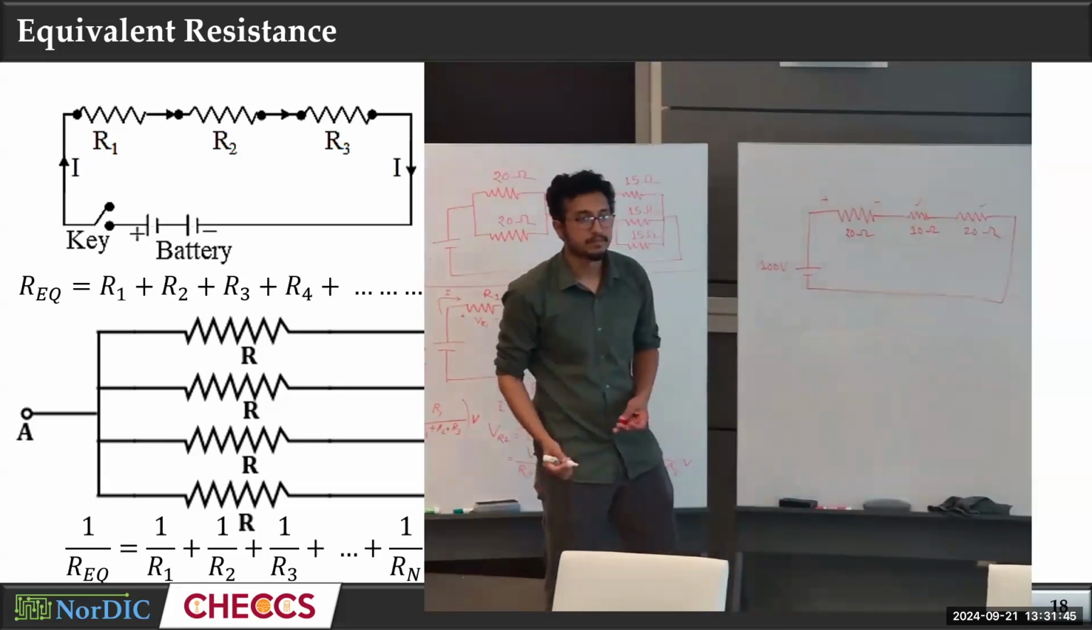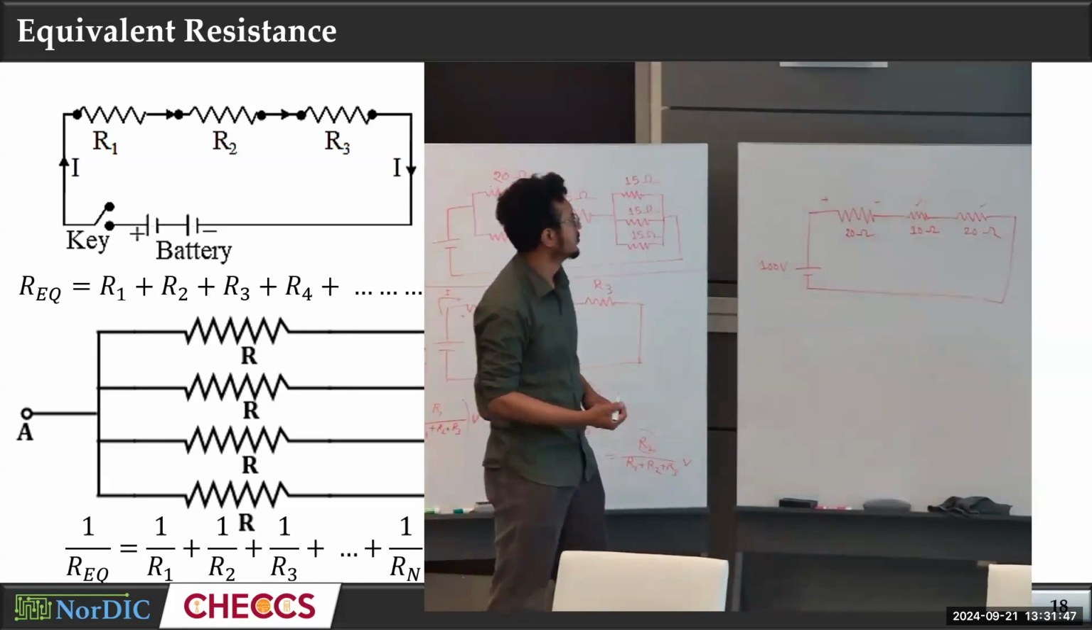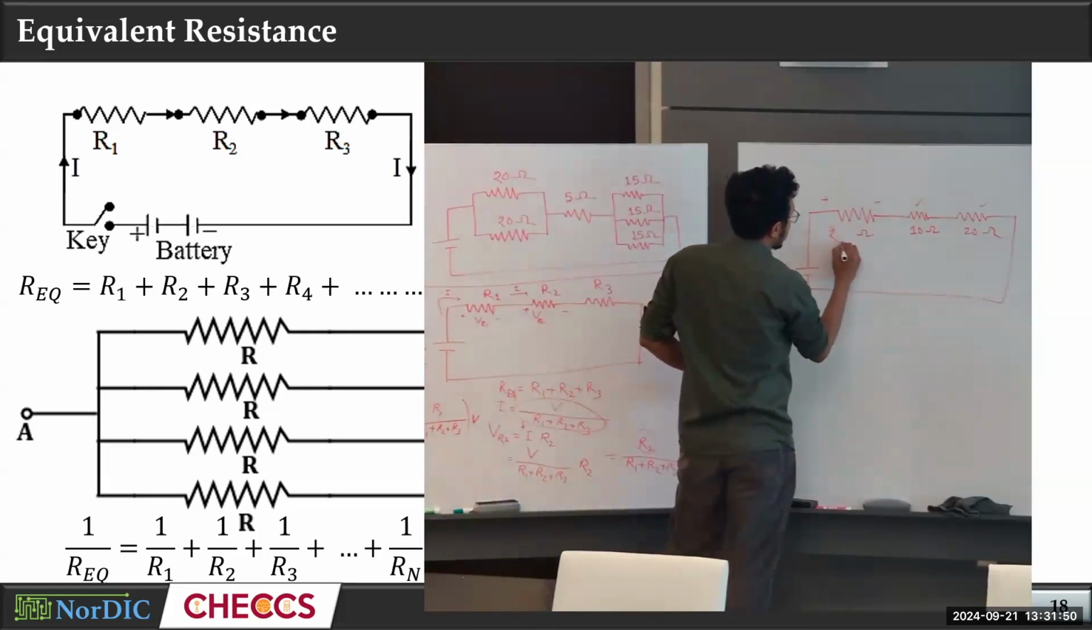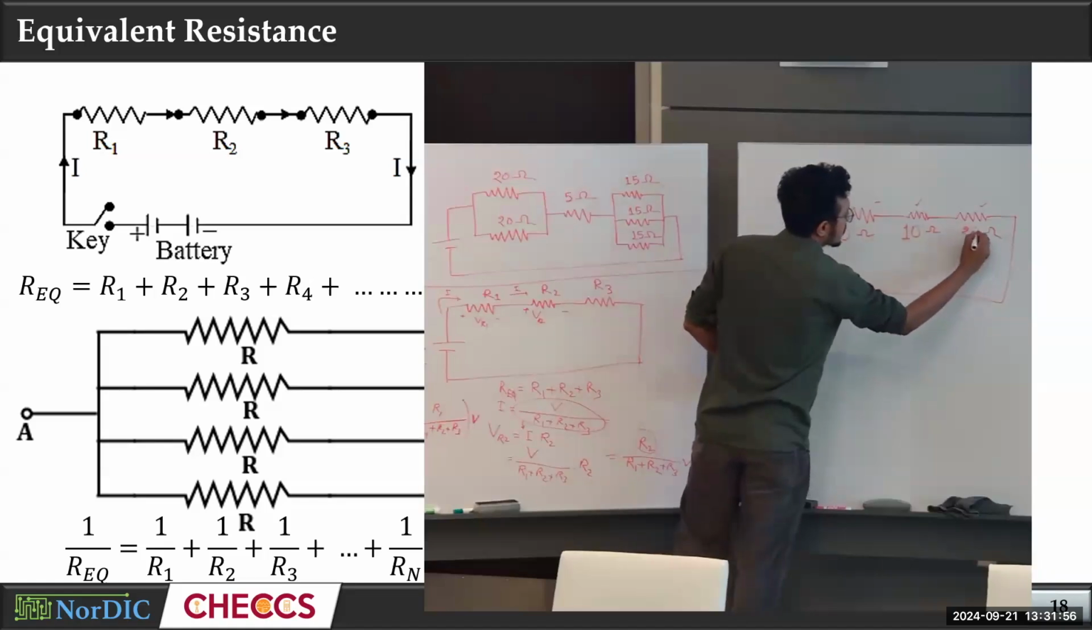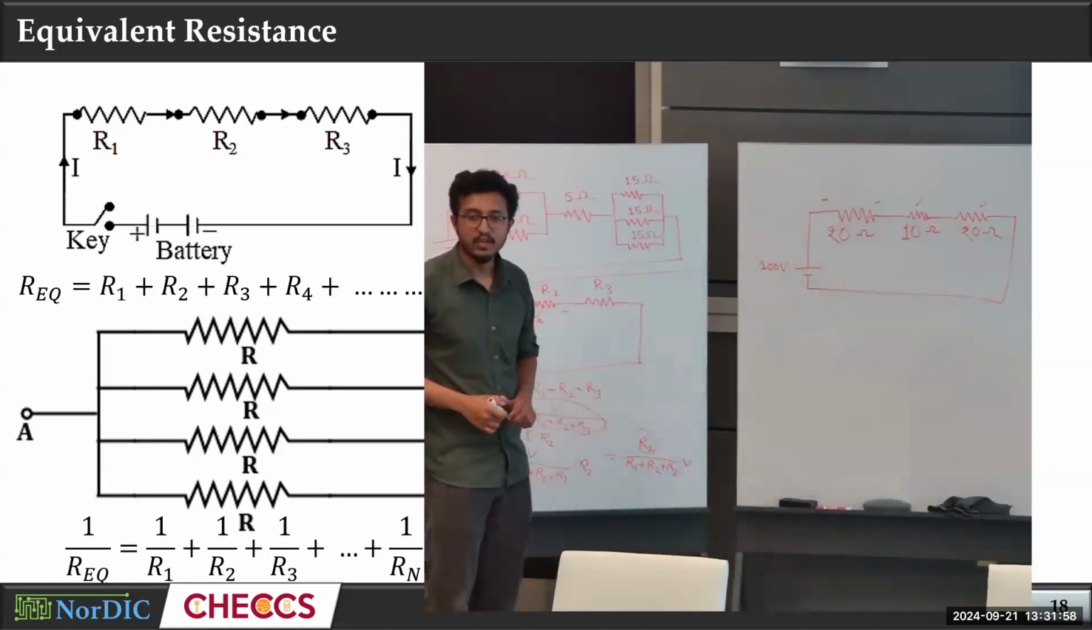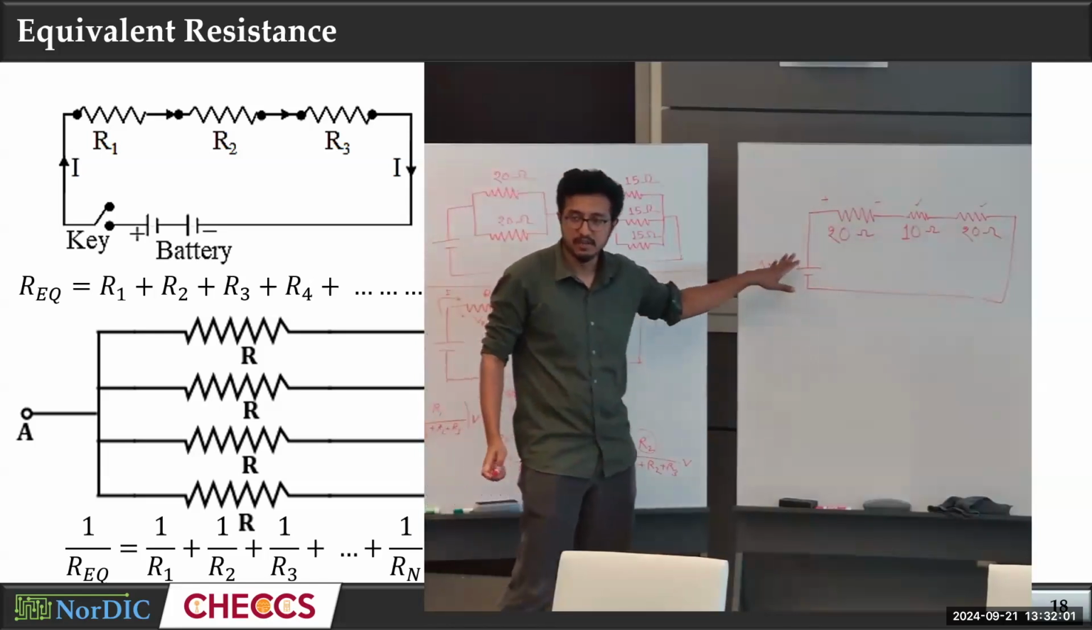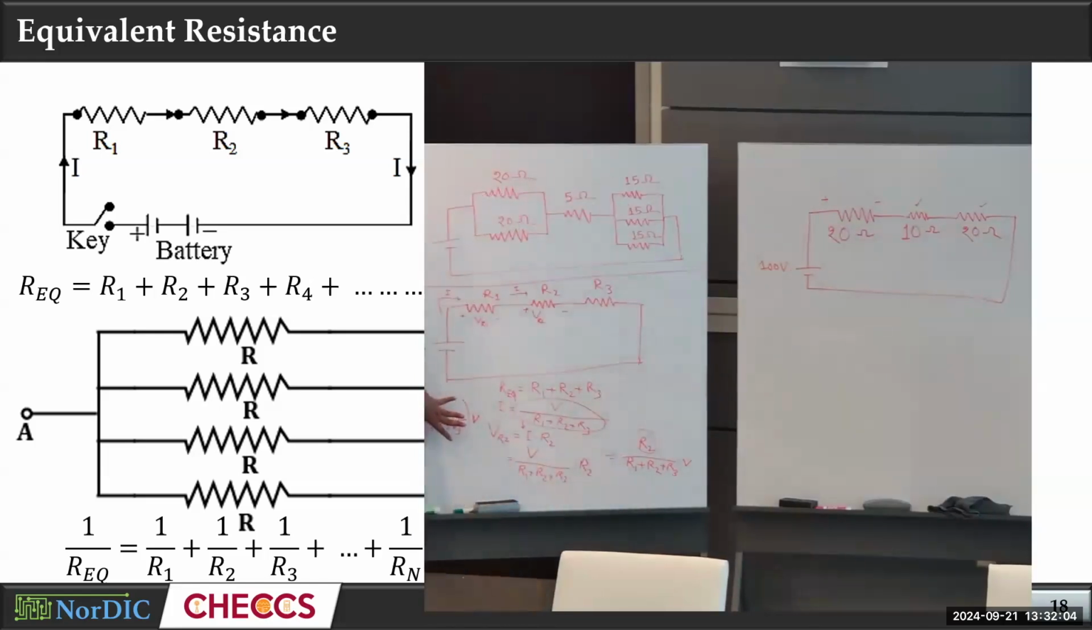Is it 20, 10, and 20? 20, 10, and 20, yes. Only use the voltage division rule. I know you can do it by calculating current and so on, but only use this formula. Can you do it? It's just everything multiplied by 2.